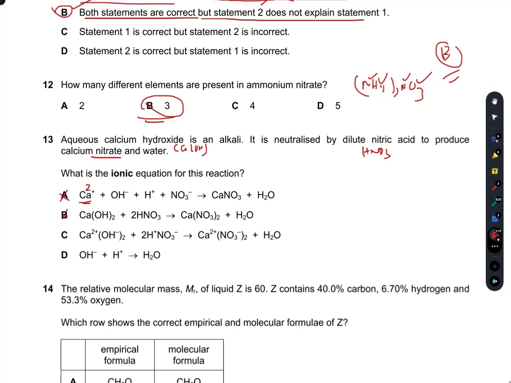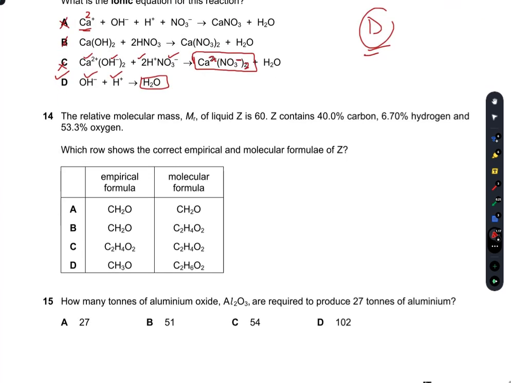In C, there is calcium 2 positive, OH negative 2, 2H positive, HNO3 negative, calcium 2 positive. So he has shown this once again in the ionic state, in the form of charges, which he shouldn't actually have. So C is also incorrect. D is true, that OH negative ions combine with H positive to form H2O on the right hand side. So D is true. D is our right option.